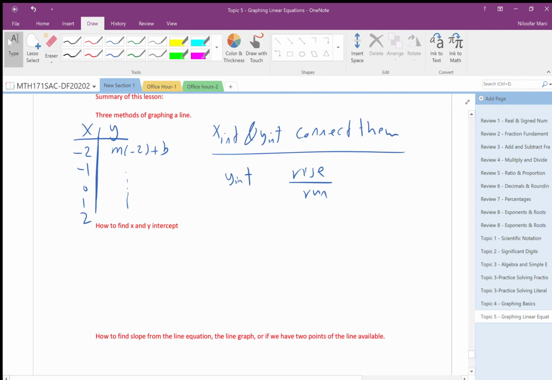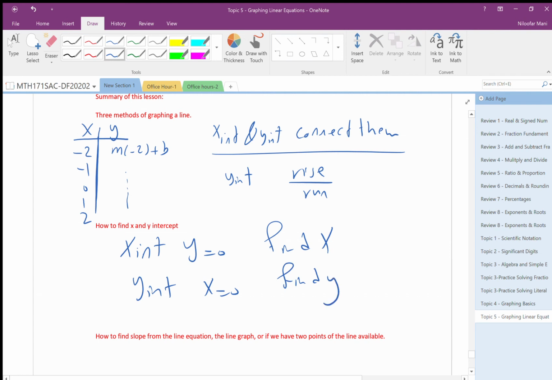So how do you find the x-intercept and y-intercept? For the x-intercept, y equals 0. For the y-intercept, x equals 0. Here you find x, here you find y.